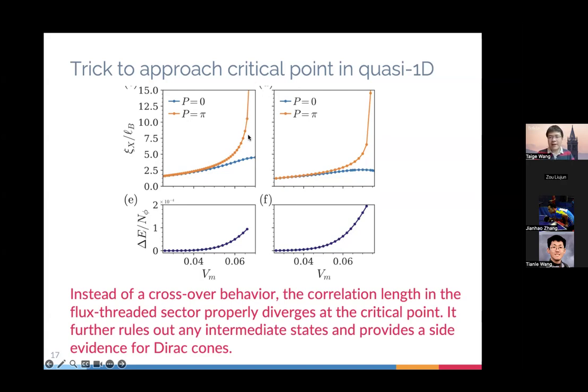So I think this is a very nice example that on a finite cylinder, you have all the compactification issues, but this trick allows you to truly probe the critical point, okay, instead of a crossover that you saw in most cases. And I think this trick nicely rules out any intermediate states if you are concerned that the correlation length is not critical enough in the ground state, okay. So it just tells you that you truly have this characteristic behavior for correlation length for a continuous second order transition.